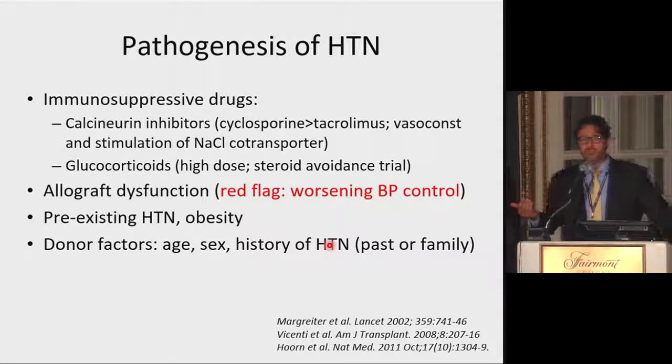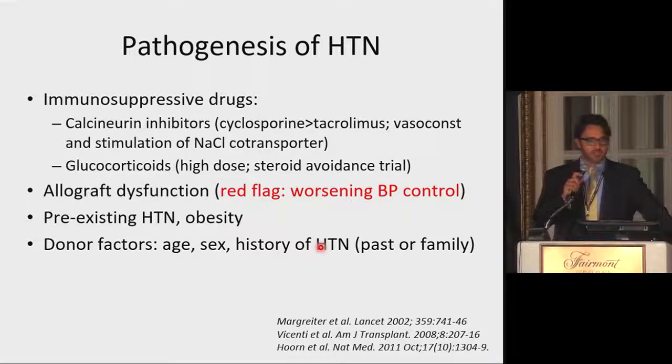And there are other factors that also participate in exacerbating hypertension post-transplant, including poor allograft function. One of the red flags is a sudden worsening in blood pressure, pre-existing hypertension or obesity, as we've seen in the other Hispanic patient, and donor factors.